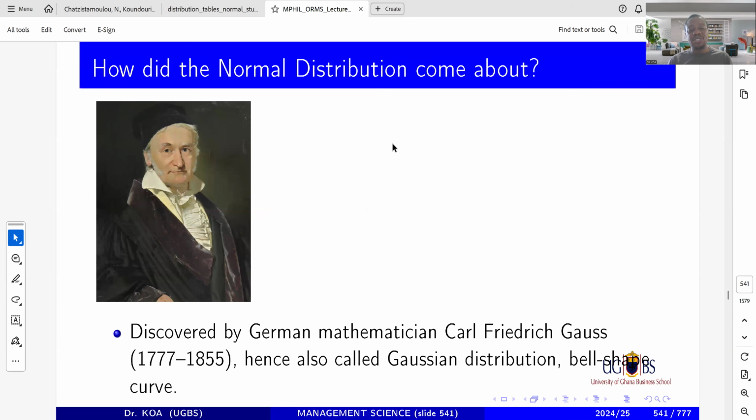The normal distribution was introduced by a German mathematician known as Carl Friedrich Gauss. So sometimes it's called a Gaussian distribution, or the bell-shaped curve.